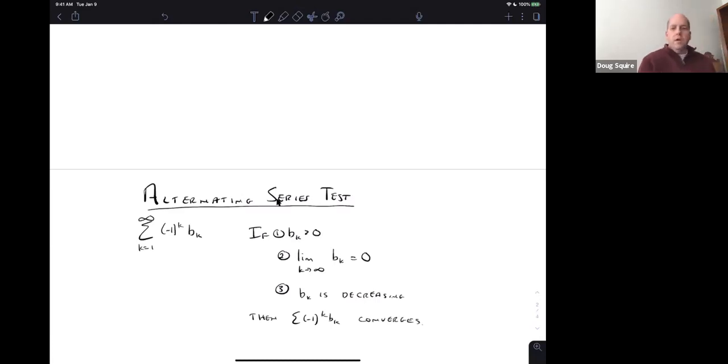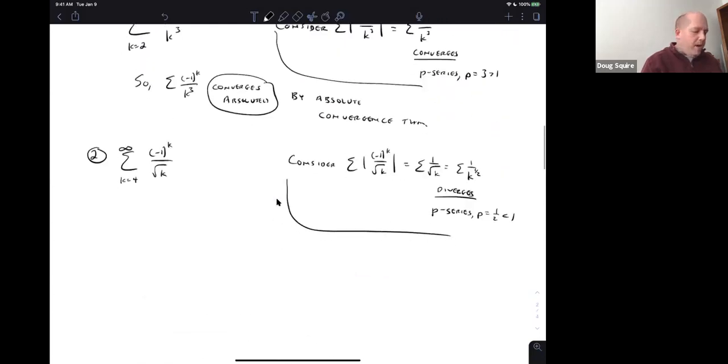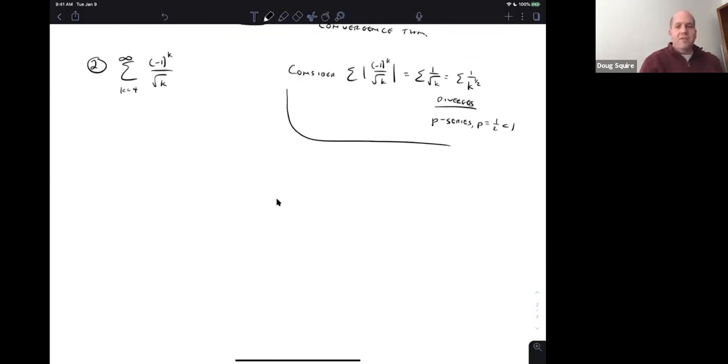Okay. So there are 3 conditions that you test, or 3 conditions that you show. The 3 conditions are about the non-alternating part of the series. If those three conditions are true about the non-alternating part, then the alternating series converges. Does that make sense? Okay, so let's go back up and look at the series (-1)^k over the square root of k.